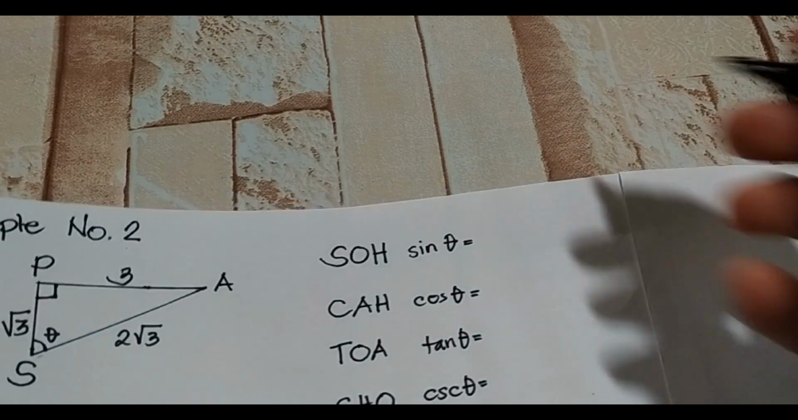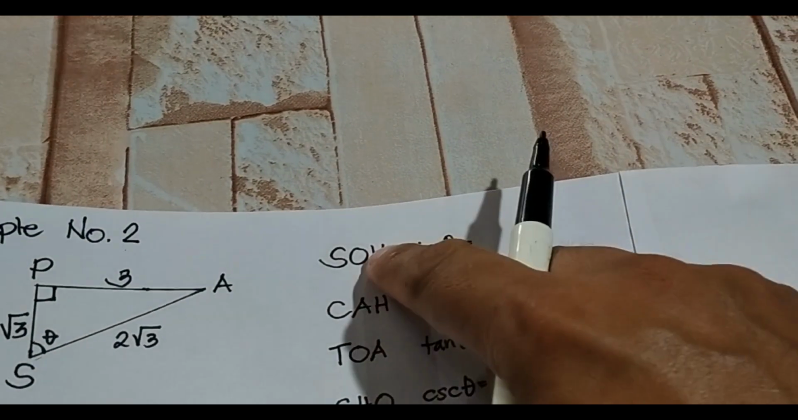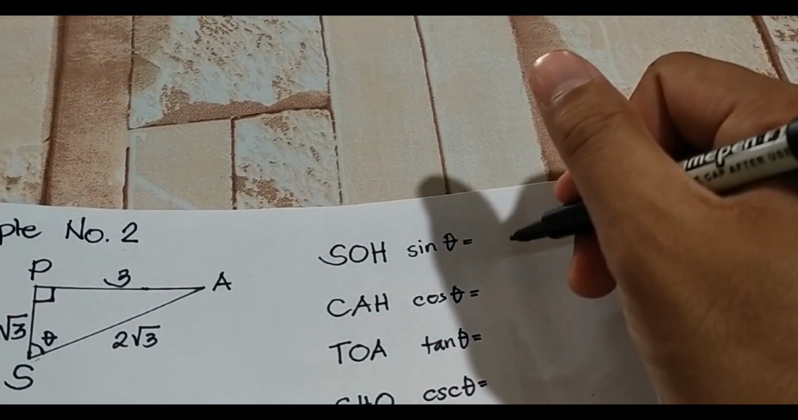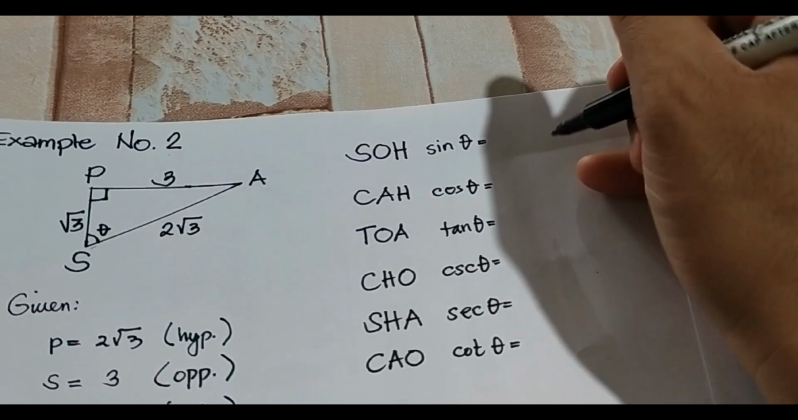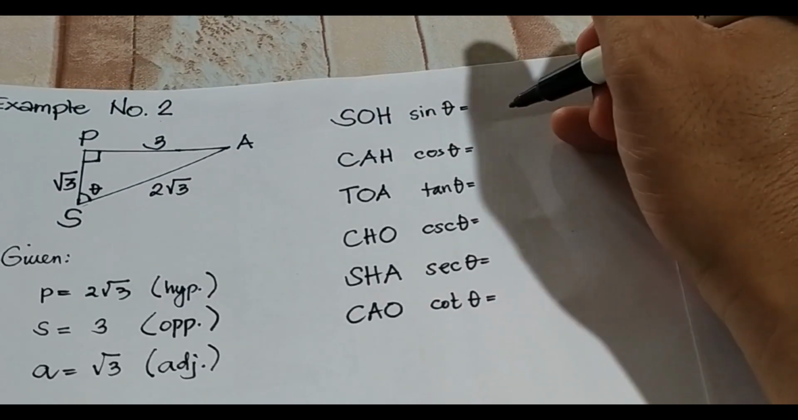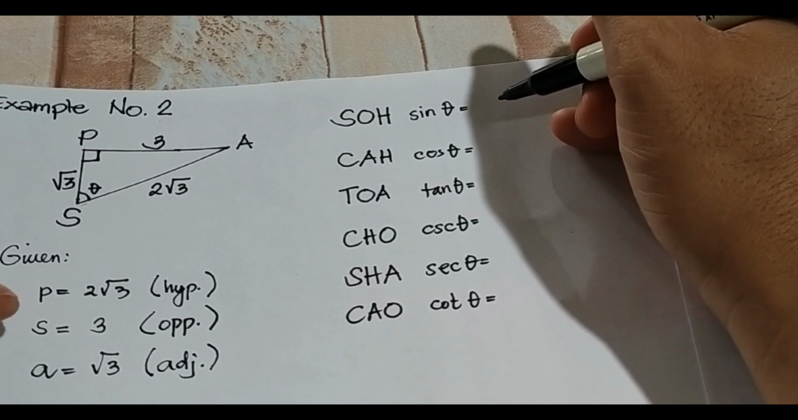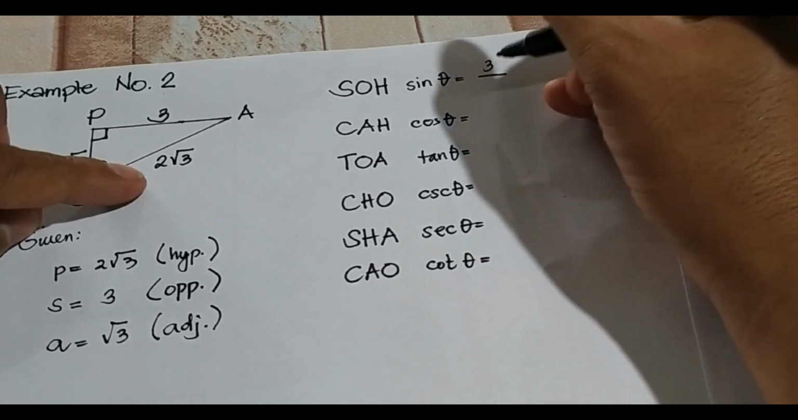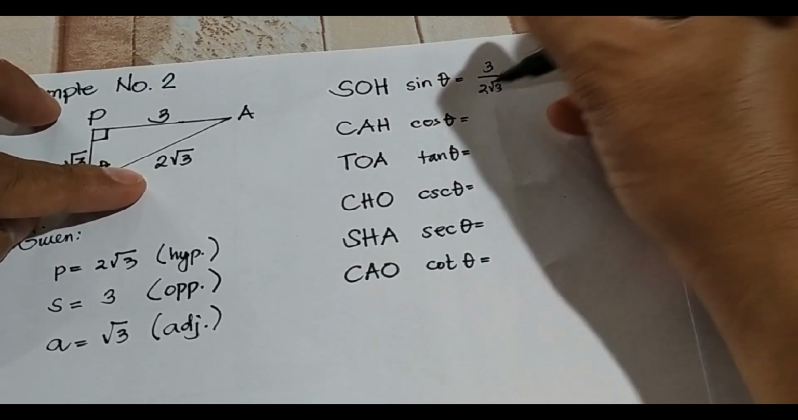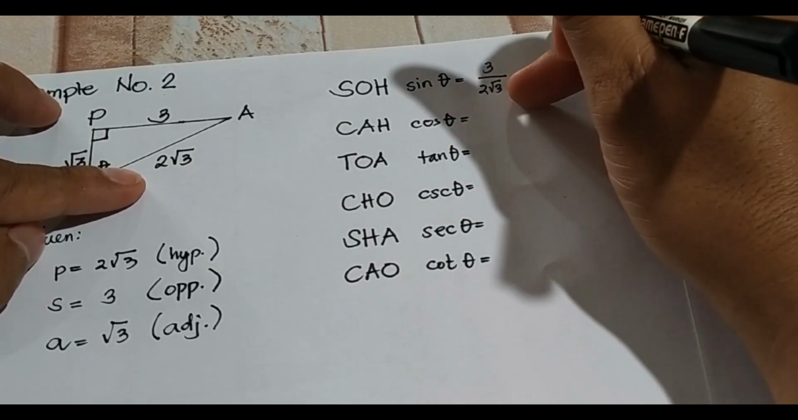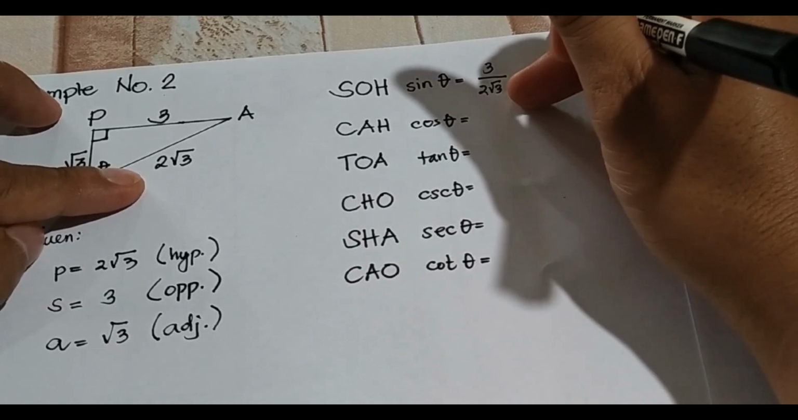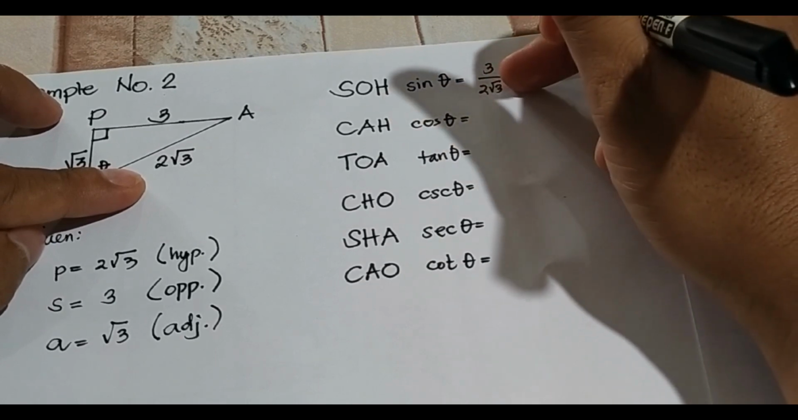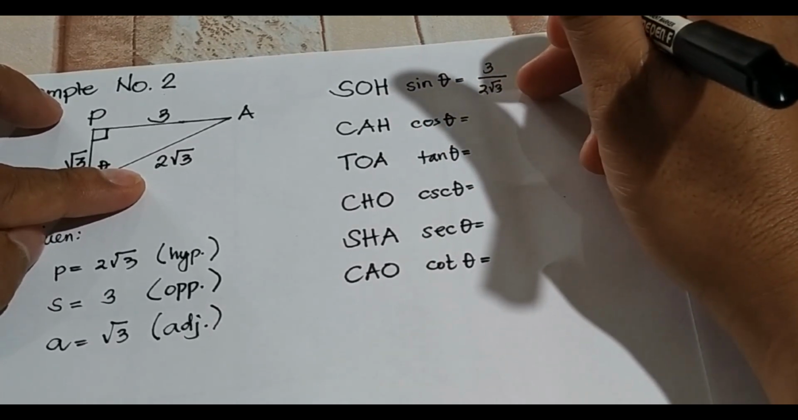So we have here the mnemonic device, SOH-CAH-TOA. Okay, for the sine theta, from the given, you have opposite over hypotenuse. So our opposite value is 3 over the hypotenuse, which is 2 square root of 3. And remember that you are not allowed to write as our final answer a square root symbol below, in the denominator. So therefore, we have to rationalize this one.